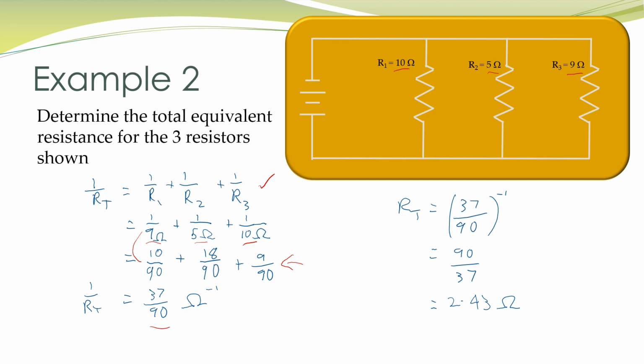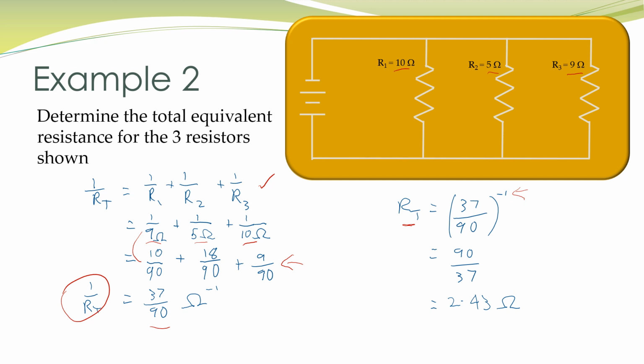Do not stop at this point. This is a common error. You have not found the resistance, you have found 1 over the resistance, the reciprocal of the resistance. So you need to flip that over the other way. So it's going to end up as 90 over 37. A way to write that mathematically, instead of writing 1 over the total resistance, is to the power of -1. A negative index means 1 over in mathematics.